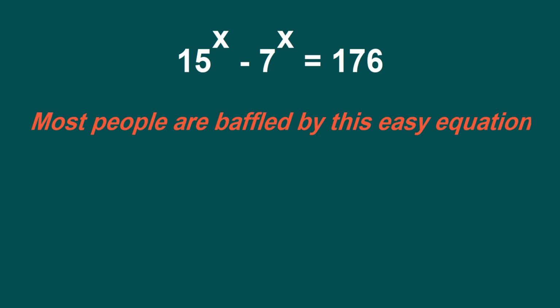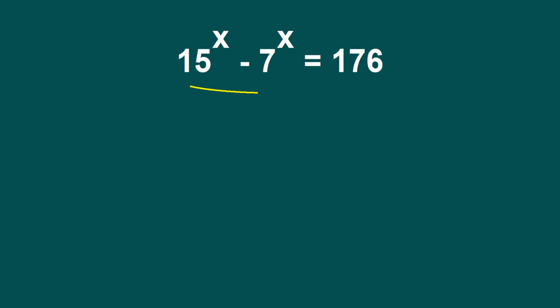You won't want to miss this clip. We have this problem: 15 to the power x minus 7 to the power x equals 176, and we want to get the value of x.